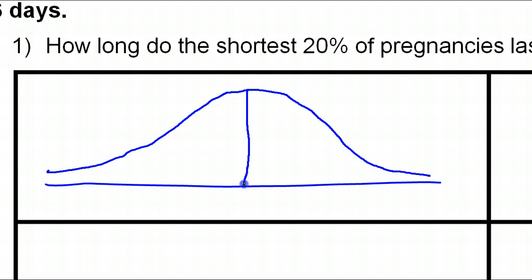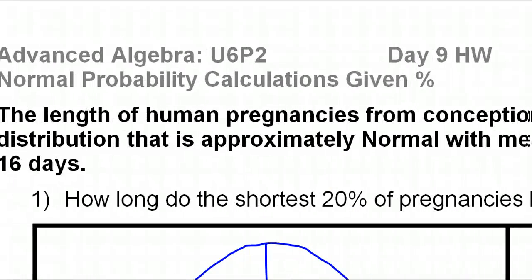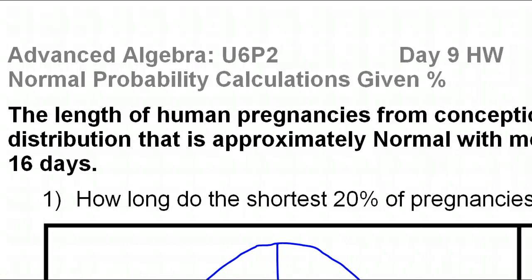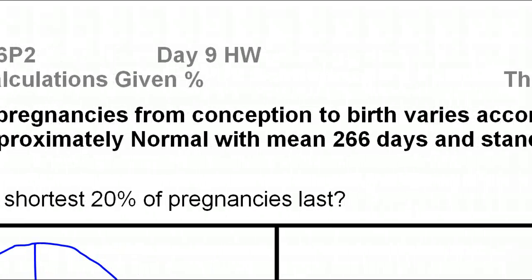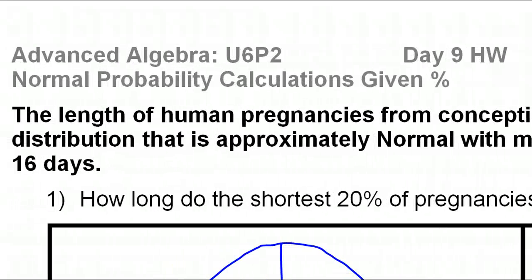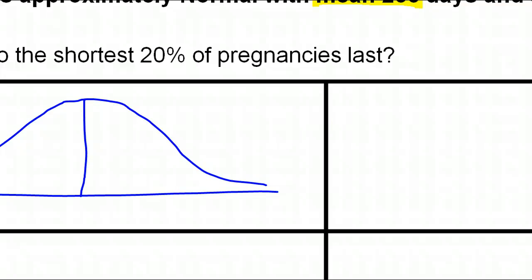Okay, go ahead and mark your mean and see what it says. So we're talking about the length of human pregnancies from conception to birth varies according to a distribution that is approximately normal with a mean of 266 days and a standard deviation of 16 days. All right, so the mean is 266. Okay, so let's mark that on the distribution, 266.